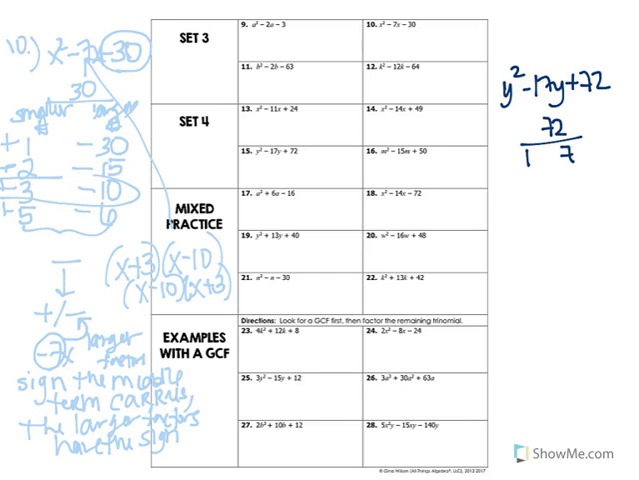I've got 1 and 72, 2 and 36, 3 and 24, and 4 is 4 and 18. I'm using my calculator, by the way. 5 is not a factor of 72.